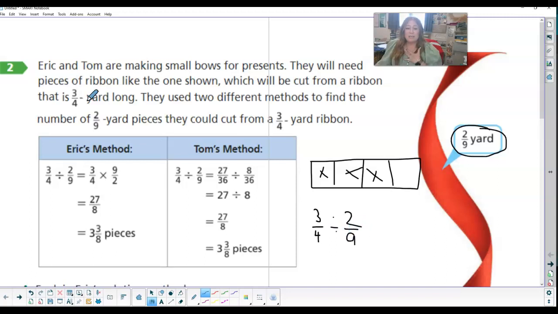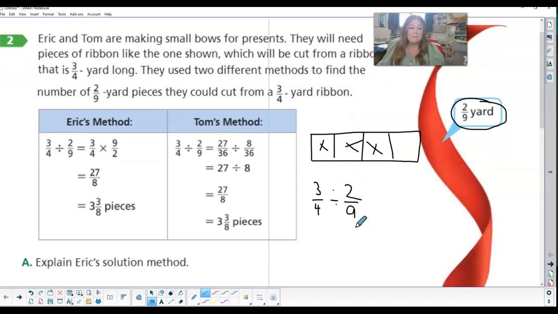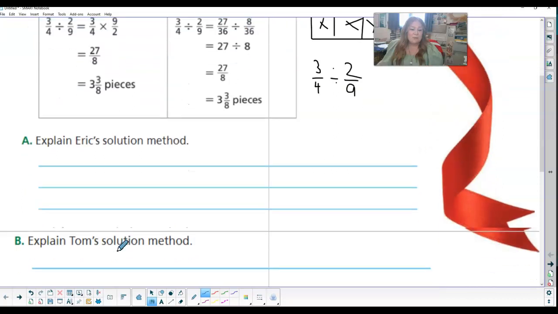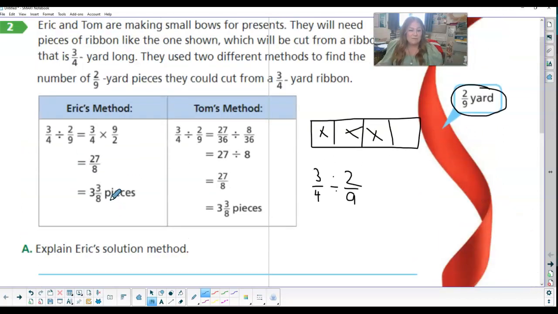So we are taking 3/4 and dividing it into pieces that are 2/9 of a yard long. One thing we need to pay attention to is that just because it talks about this number first and then 3/4 doesn't mean we do 2/9 divided by 3/4. You always have to take what you have. We have 3/4. We want to cut pieces that are 2/9. So we are going to look at Eric's method and Tom's method and explain both of them.